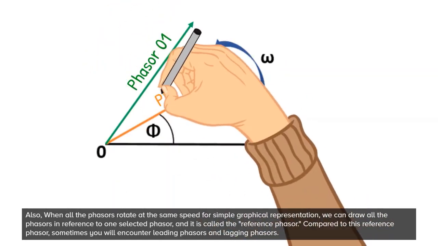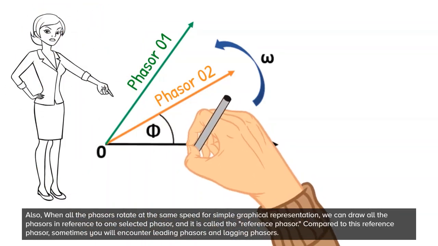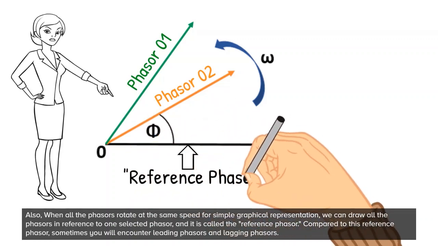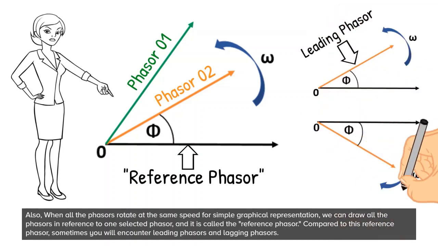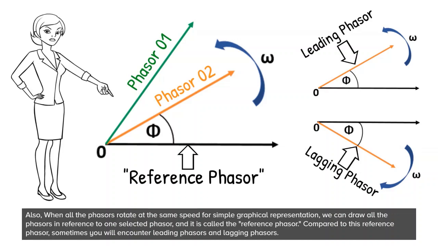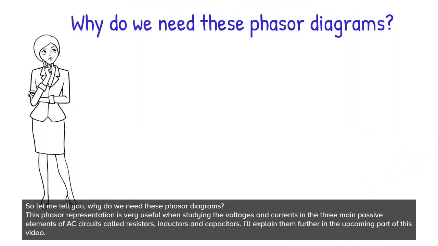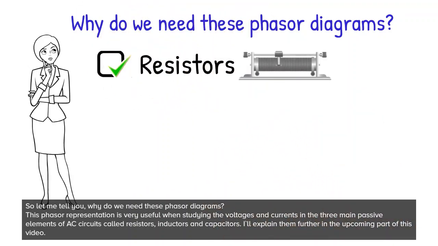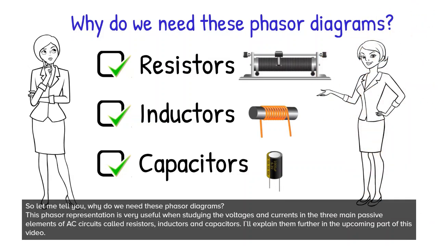Also, when all the phasors rotate at the same speed, for simple graphical representation, we can draw all the phasors in reference to one selected phasor, and it is called the reference phasor. Compared to this reference phasor, sometimes you will encounter leading phasors and lagging phasors. So, let me tell you, why do we need these phasor diagrams? This phasor representation is very useful when studying the voltages and currents in the three main passive elements of AC circuits, called resistors, inductors and capacitors. I'll explain them further in the upcoming part of this video.